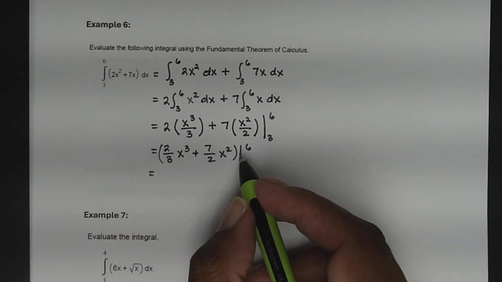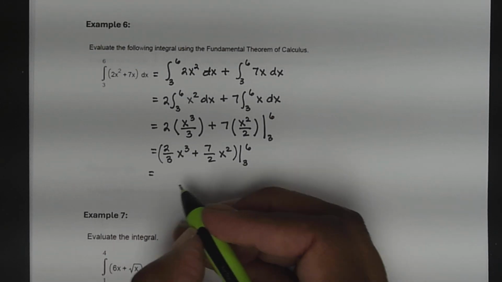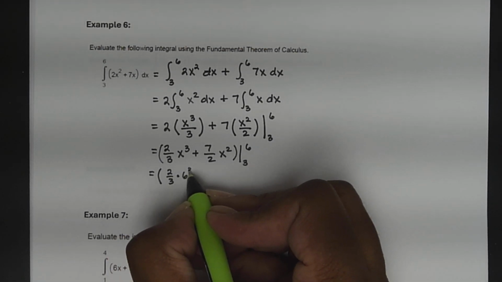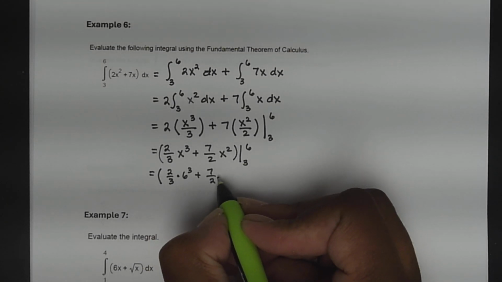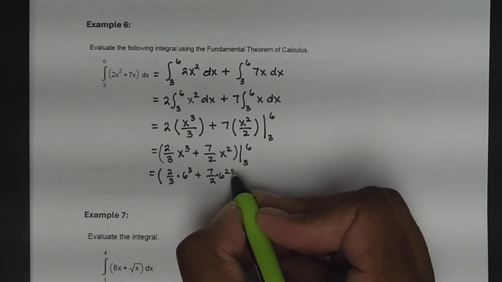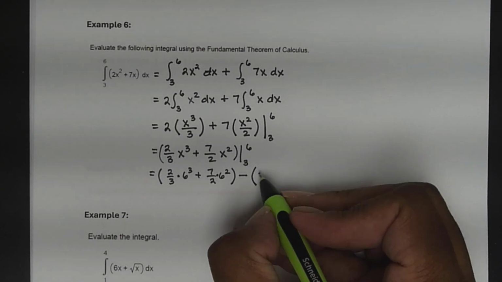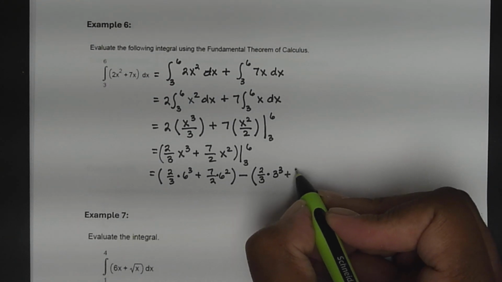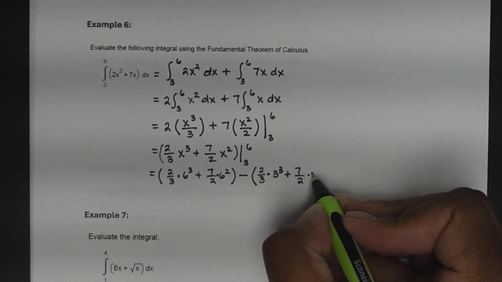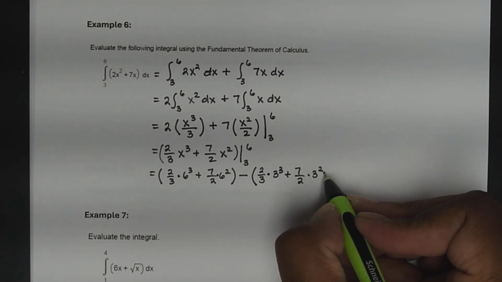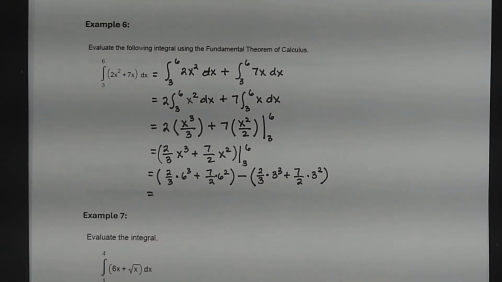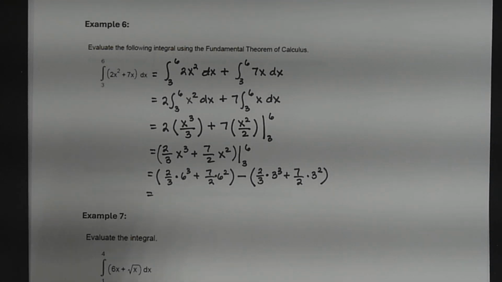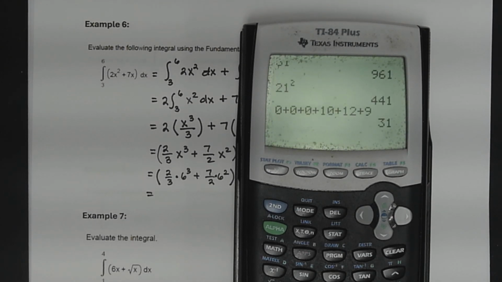And then next we just substitute by doing the upper limit minus the lower limit. So starting with the upper limit, I have 2/3 times x, which is 6, and that's going to be cubed, plus 7 halves x again, that would be 6, and that's going to be squared, minus my lower limit, 2/3 times x, which is 3, and that's cubed, plus 7/2 times x, which is 3, and that's squared. And I'm going to have to do this on the calculator here, so that way you can see how I'm going to simplify this. Let's start with the upper limit.